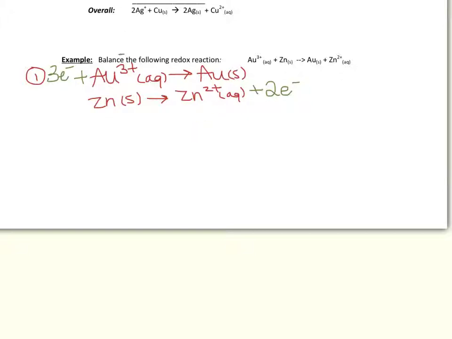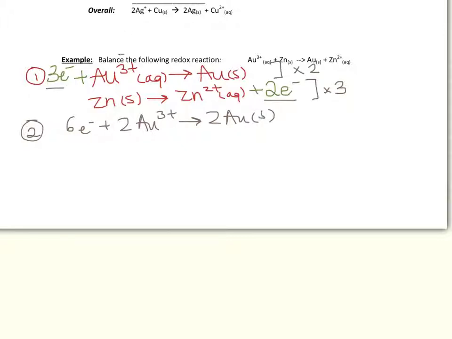At this point, I cannot add the 2 half reactions together because the number of electrons lost does not equal the number of electrons gained, and we'll need to manipulate it to make it so. To do that, I have to multiply the first half reaction by 2 and the second half reaction by 3 because the lowest common denominator here would be 6. Therefore, we have 6 electrons plus 2 Au3+ goes to 2 Au solid, and 3 Zn solid goes to 3 Zn2+ plus 6 electrons.